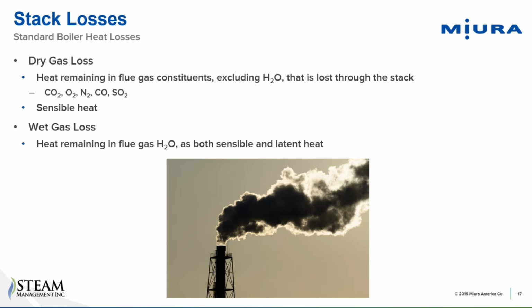So what do those terms mean? Dry gas loss is just the heat remaining in the flue gas constituents. You're going to exclude H2O for that part. So we calculate it based on CO2, O2, nitrogen, CO, and SO2. What's the heat of combustion of those elements? And we use the sensible heat of the stack. So we measure stack temperature and we can calculate dry gas loss. Same for wet gas loss. We're measuring the temperature in the flue gas, and as long as it's not condensed, then we can just use that as sensible heat. So it's the heat remaining in that flue gas water as both sensible and latent heat.